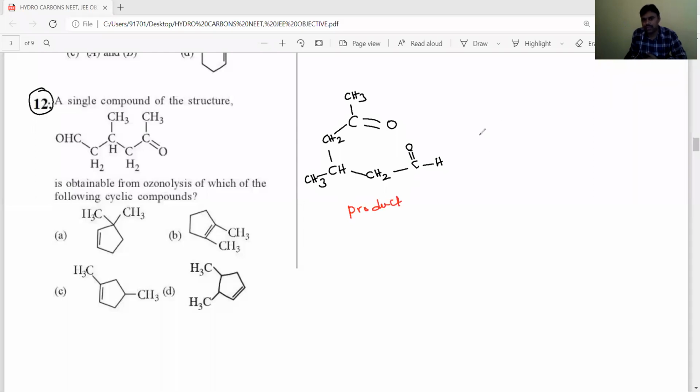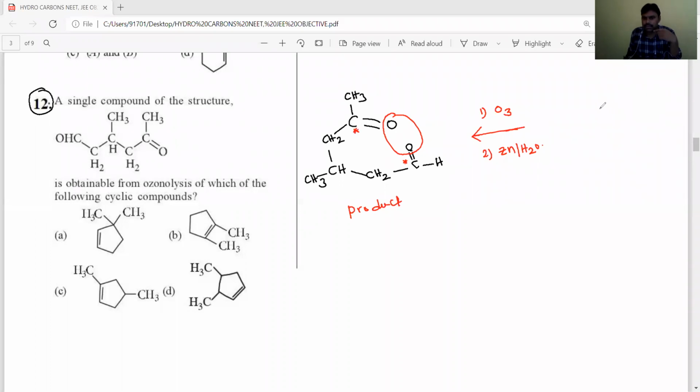This product, how is it formed? Let's see, this product is formed from which reactant? We have to identify. This is formed by the reaction with ozone followed by hydrolysis in the presence of zinc metal, meaning reductive ozonolysis. Now if you observe, these two oxygens you have to remove and combine in between this carbon and this carbon, and keep a double bond.